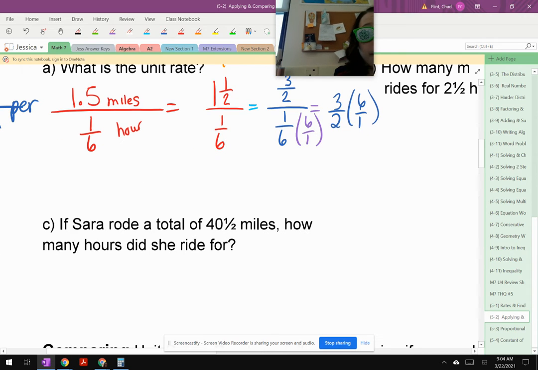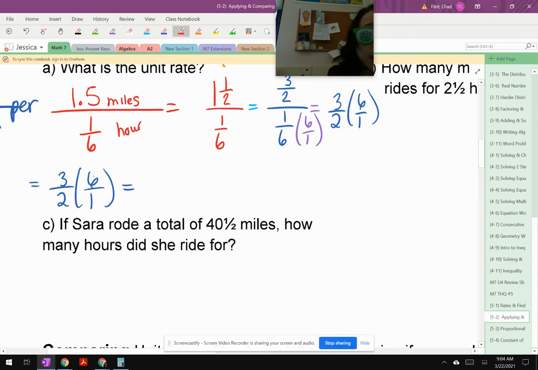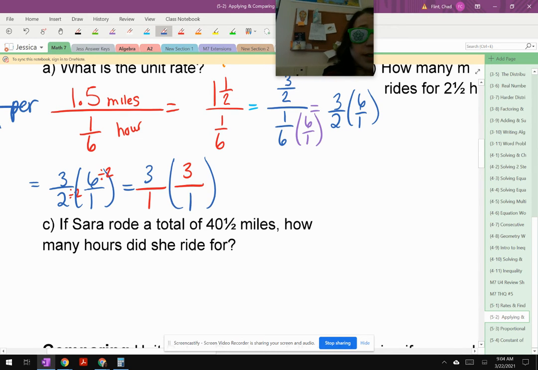And I'm just going to take that back down here. I'm going to do that 3/2 times 6 over 1. Do a little bit of cross-canceling. I could divide both of those pieces by 2. That leaves me with 2 divided by 2 is 1. 6 divided by 2 is 3 on the top. 1 stays, that stays. 3 times 3 is 9, over 1 is just simply 9.